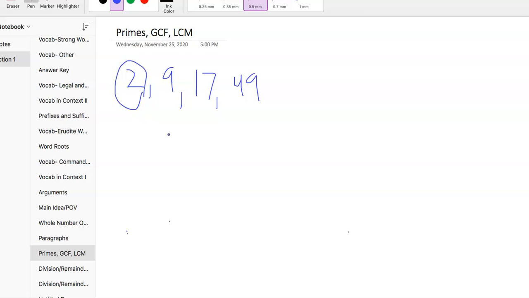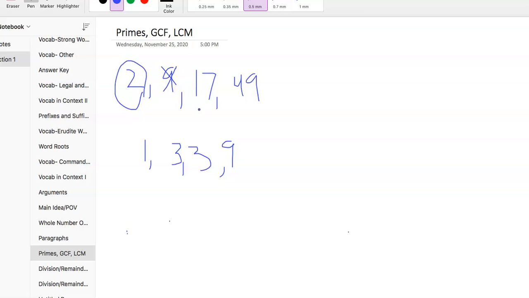As we go next to 9, we're thinking, okay, you've got 1 and 9. Is there any two numbers that you can multiply together besides 1 and 9 that get us to 9? Yes, 3 and 3. Because 3 times 3 is 9, 9 is not prime. We'll go ahead and cross out 9 for now. So 9 is not prime.